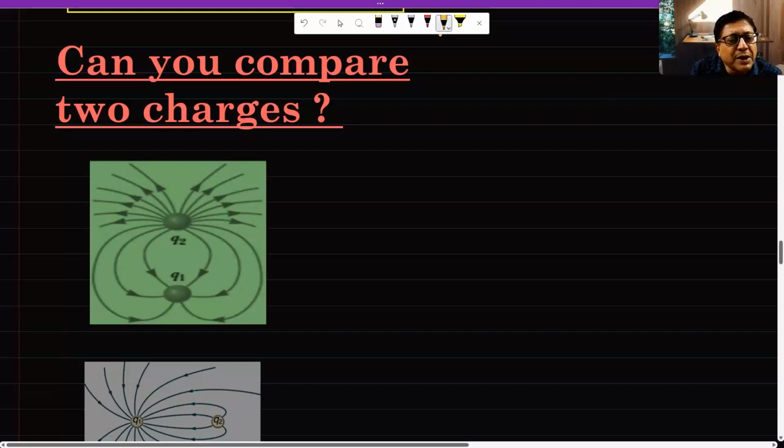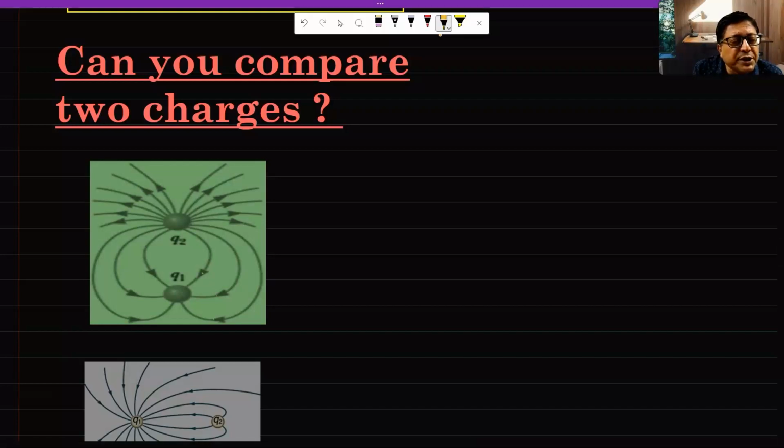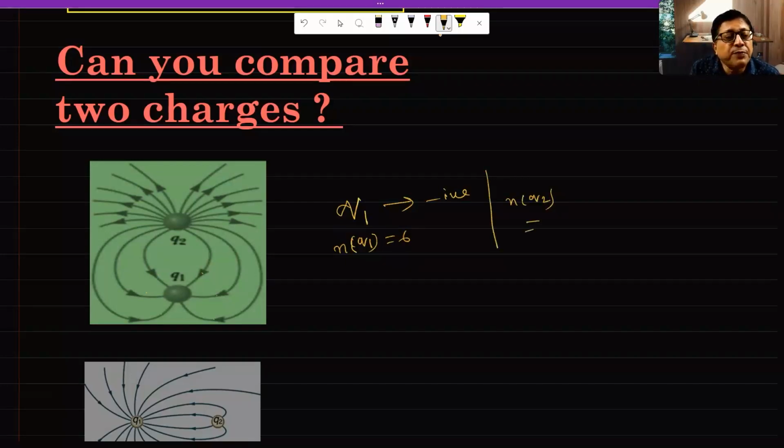So this Q1, how many charges are terminating here? 1, 2, 3, 4, 5, 6. So on this Q1, six lines are terminating. Make this observation: Q1 is negative and the number of lines of force entering charge Q1 is equal to 6. What about Q2?